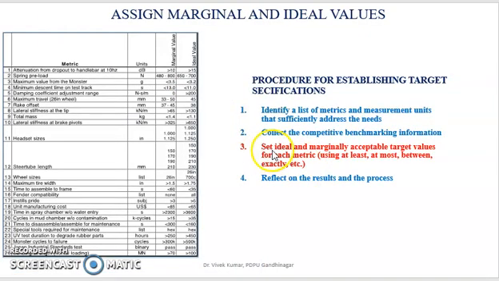The next step is to set ideal and marginally acceptable target values for each metric. In this step, the team synthesizes the available information in order to actually set the target values for the metrics. Two types of target values are useful: an ideal value and a marginally acceptable value. The ideal value is the best result that the team could hope for. This will be the best design. The marginally acceptable value is the value of the metric that would just barely make the product commercially viable.